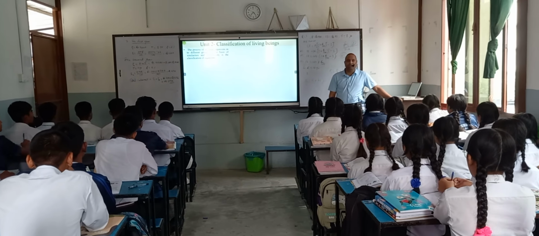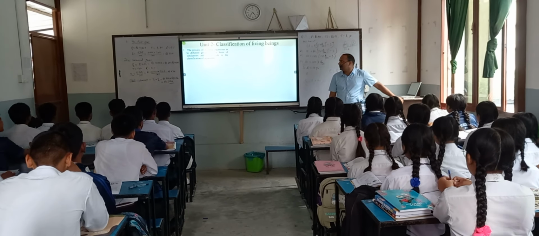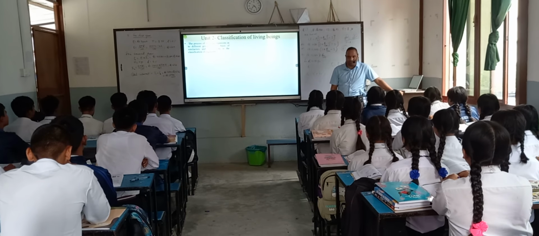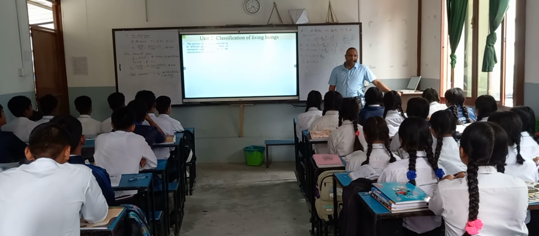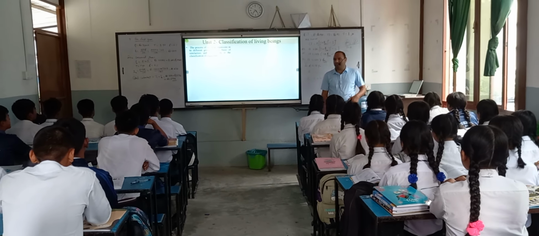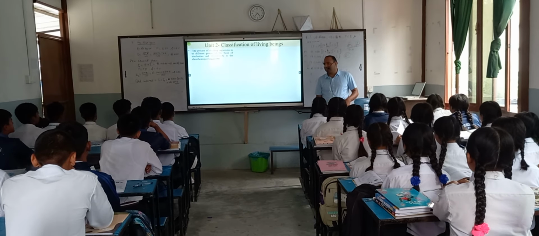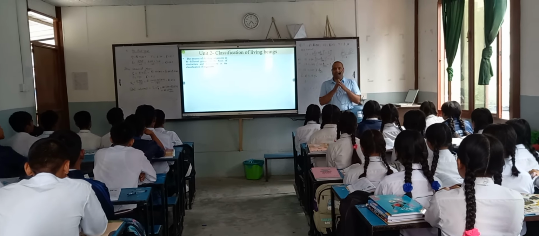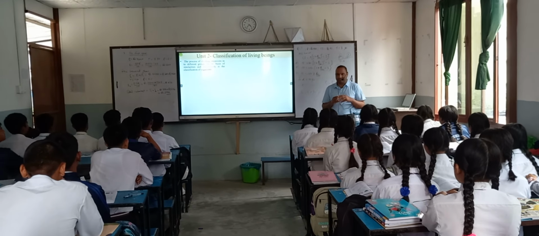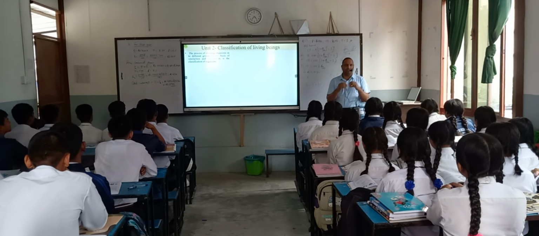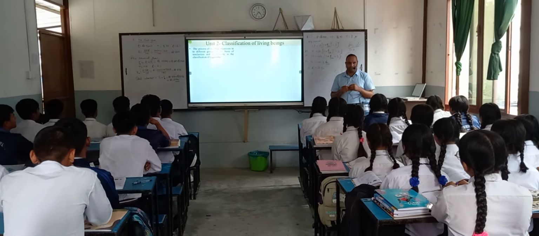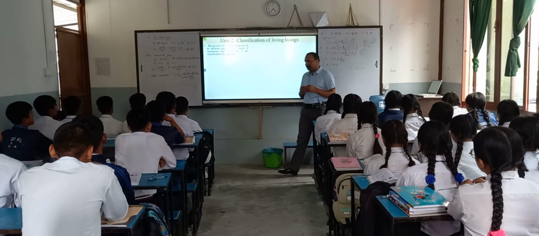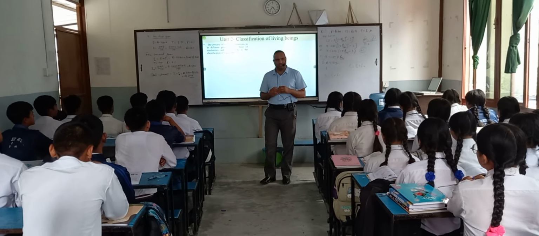Gentlemen, we are going to discuss the classification of living beings in chapter 2. We note that we can see various kinds of living beings in the surroundings. They have several characters and they are different from each other. We can see various kinds of organisms in nature.